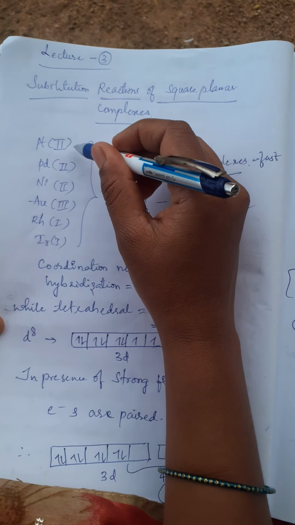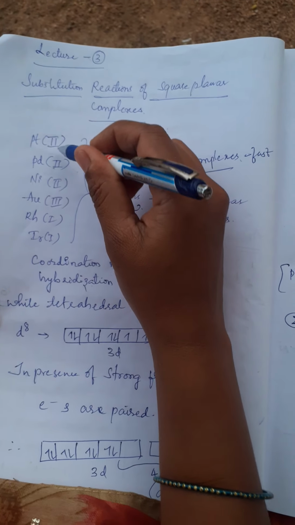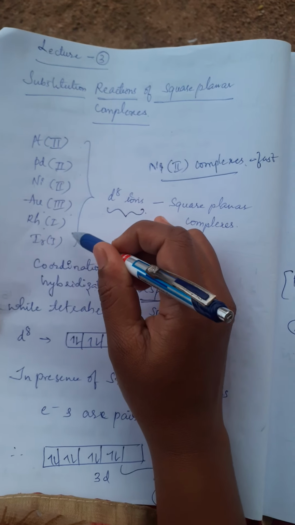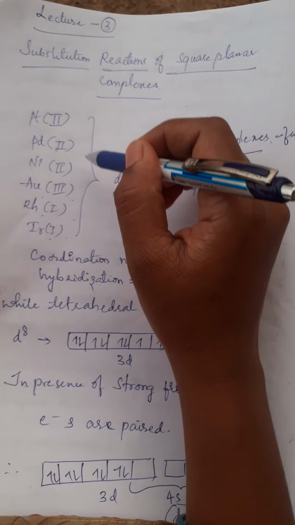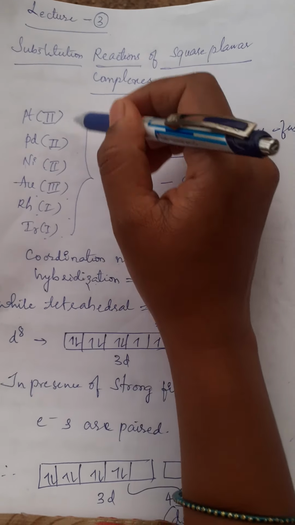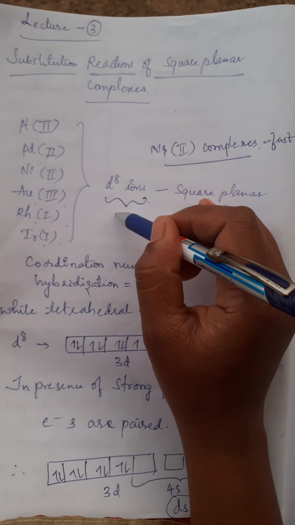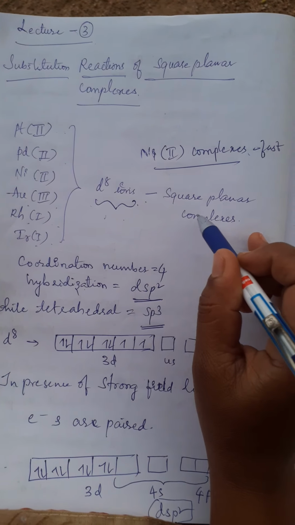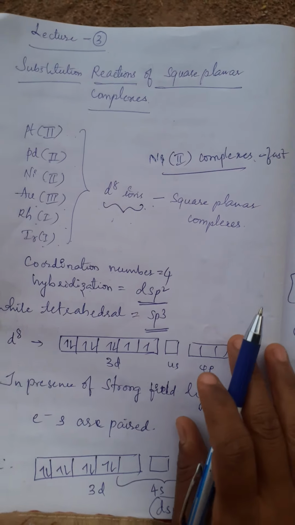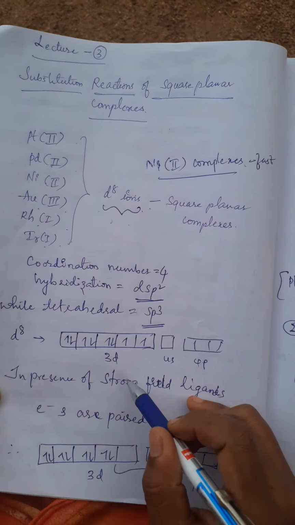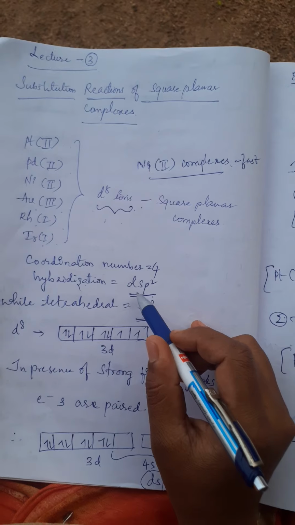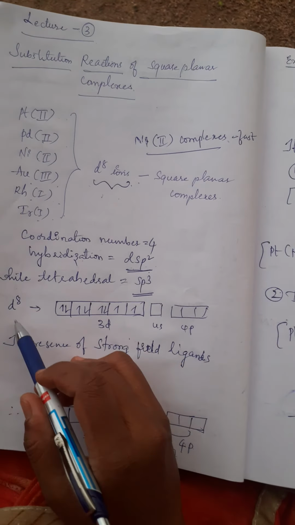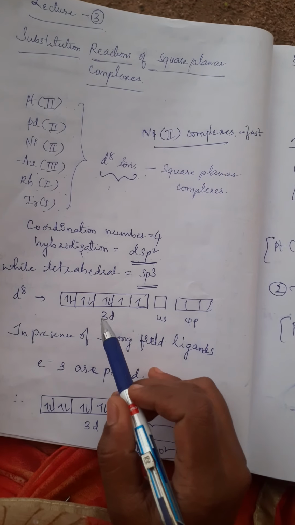In general, platinum(II), palladium(II), nickel also, and gold(III), rhodium(I), iridium(I): these types of metal ions, which have a d8 configuration, form square planar complexes with ligands. Now, how is the dsp2 hybridization for square planar complexes obtained? Let's take the d8 configuration.